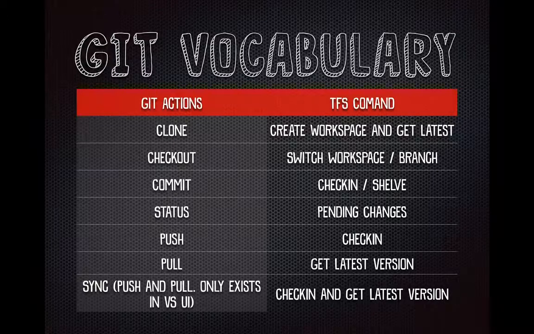When I say commit, it's a check-in, but it's only a check-in locally. It's not a check-in to the server, to the cloud. So there's a difference between a git commit and then a git push, which would be a check-in to the cloud. Git status is showing pending changes. So if you ever viewed your pending changes in Visual Studio, you would do the same thing in Git with a git status. And then a git pull is getting the latest version in TFS kind of language.